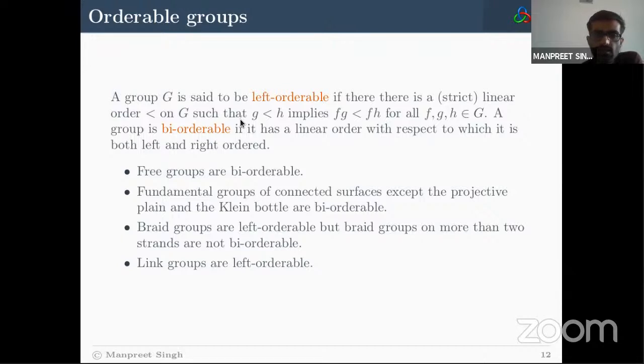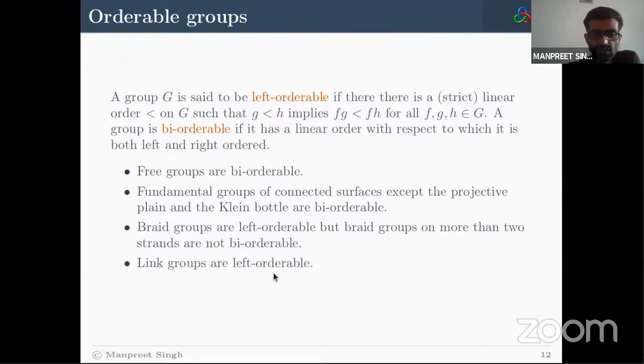Similarly, one can define right orderable groups, and by bi-orderable groups we mean that there exists a strict linear order which is invariant under both left and right multiplication. Some examples: free groups are known to be bi-orderable groups. Fundamental groups of connected surfaces except the projective plane and the Klein bottle are bi-orderable. In knot theory, the braid groups are known to be left orderable, but braid groups on more than two strands are not bi-orderable. Moreover, it was proved that link groups are left orderable groups.